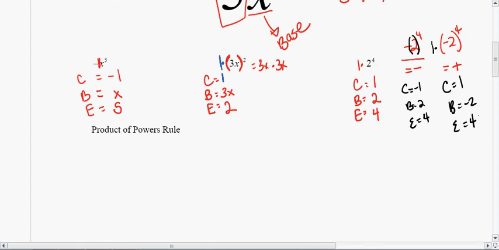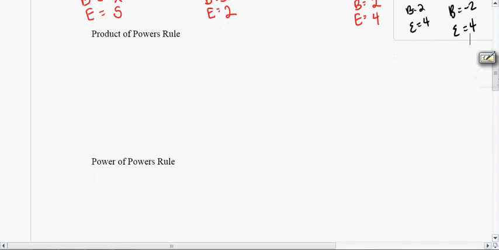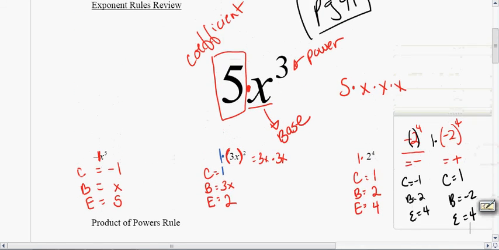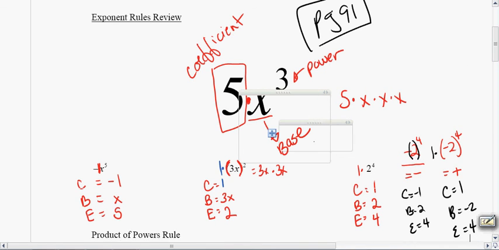I'm going to split this video series into a couple of them, so I'm going to pause this or conclude this video, and in the next video I'm going to take a look at the product of powers and the power of powers rule, which applies some of those vocabulary words: coefficient, base, and exponent.